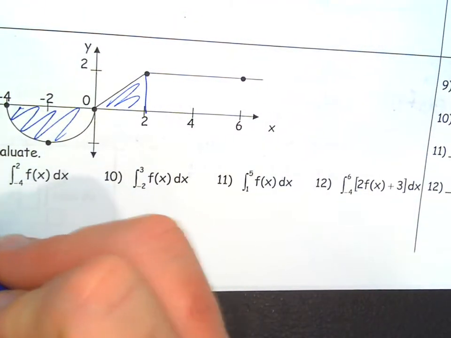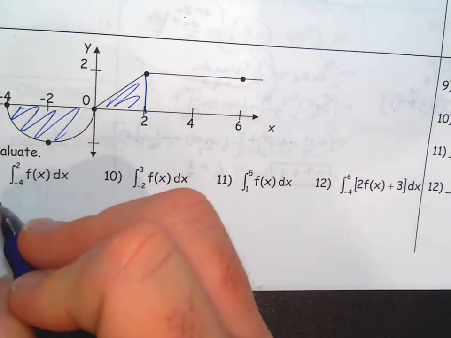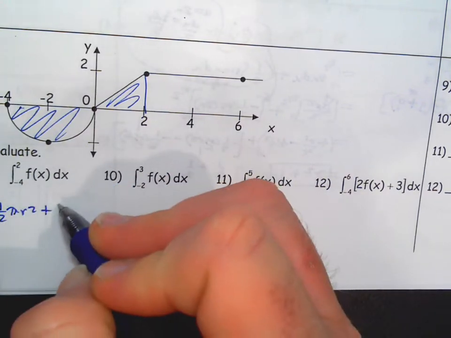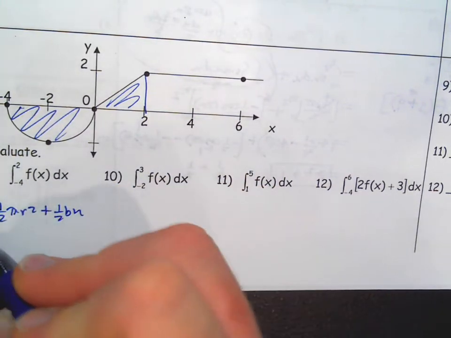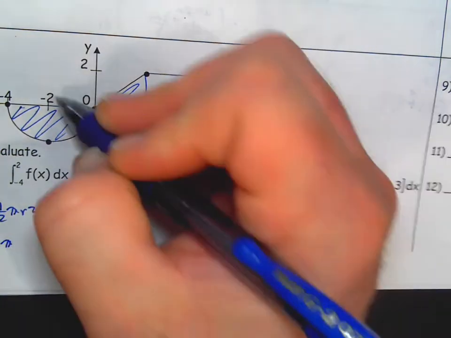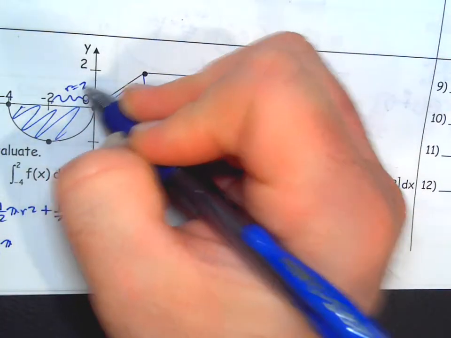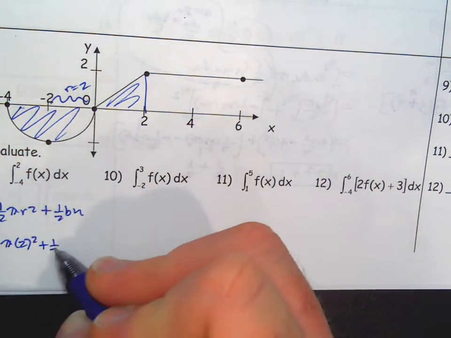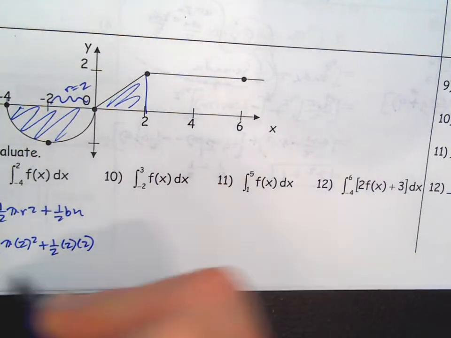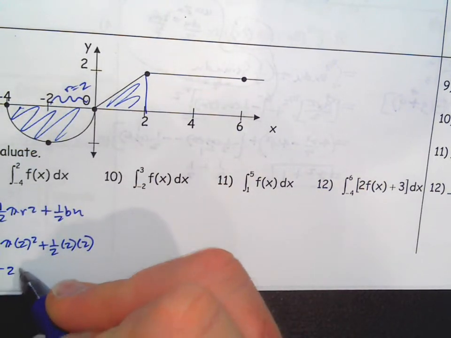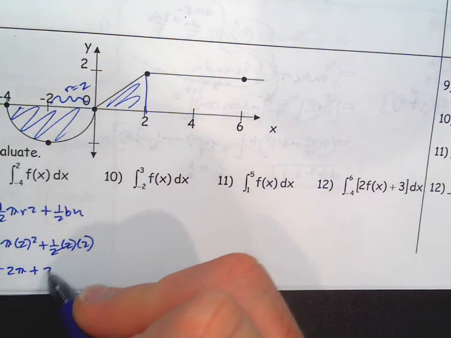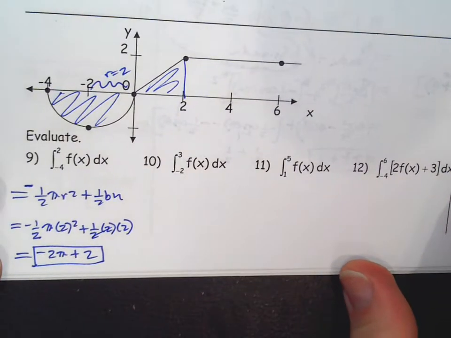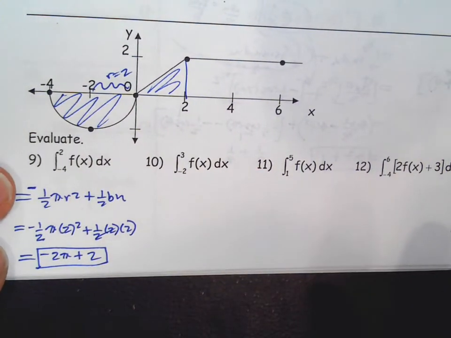we're going to look at the area now. If it's below the x-axis, it has to be negative. So that's half a circle, half pi r squared, but it's going to be negative. And then 1/2 base times height for the triangle. So it's going to be negative 1/2 pi. The radius is 2, never negative. So that's going to be 2 squared plus 1/2. The base of the triangle is 2. The height is 2. So we're going to get negative 2 pi plus 2. Now, we can get negative answers. We're not trying to do distance here. So it's okay to get negatives.